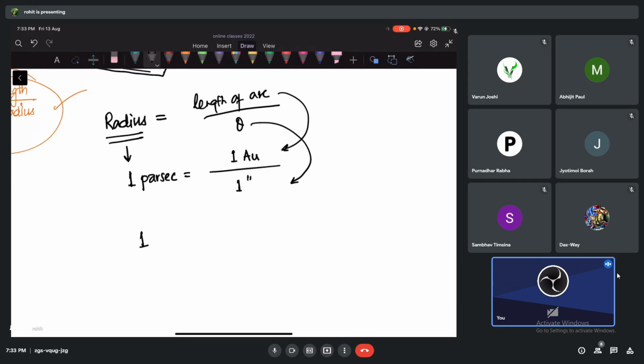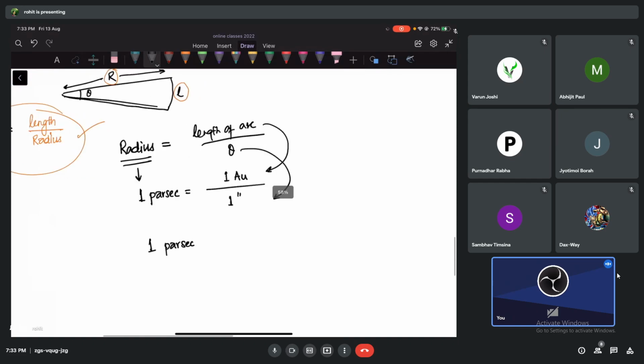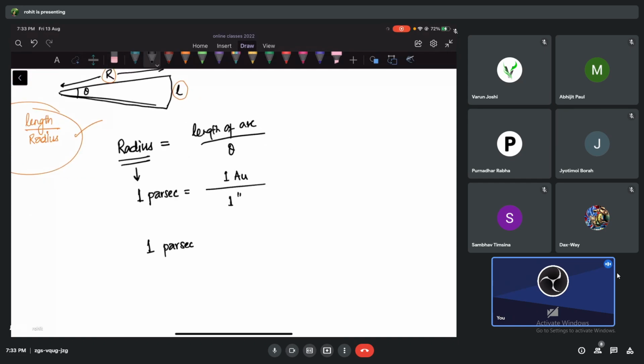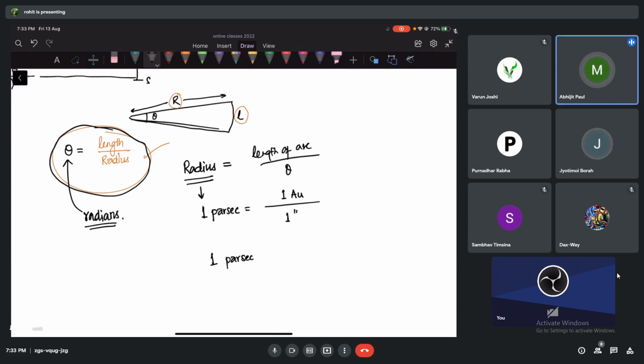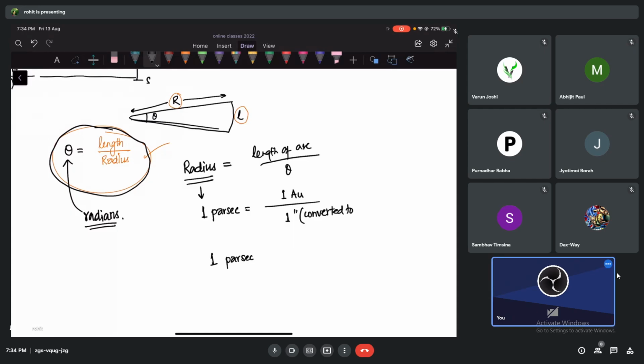So 1 parsec. By the way, one mistake is there. I already made a mistake. I'll tell you what the mistake is. Whenever I write this formula, or you write the formula, you are not allowed to use any other units, but always use a unit of what for the theta? Radians. You are not allowed to use arc second. You have to write here how much? Radians. So this has to be converted. I'm writing here right now arc second, but it has to be converted to radians. So that's our first job.